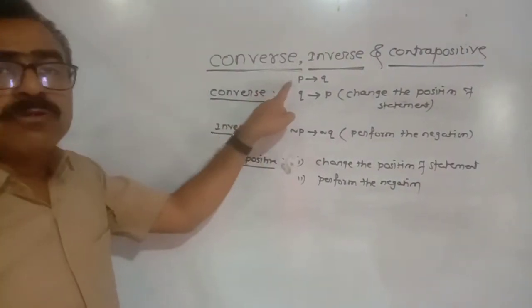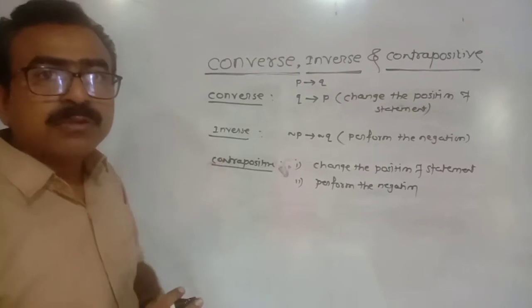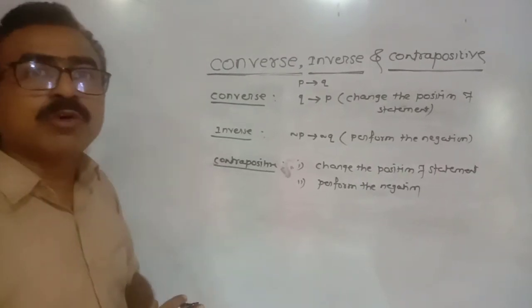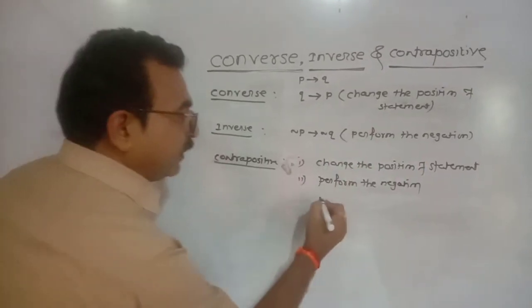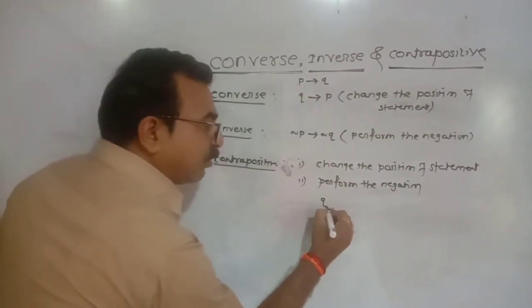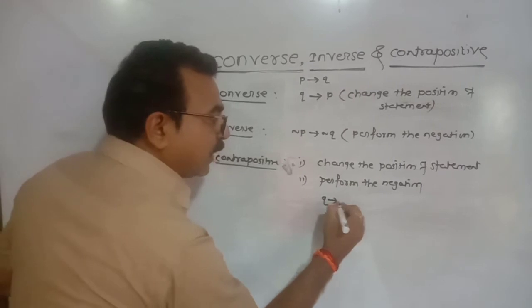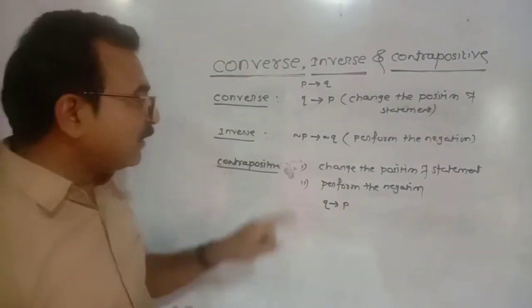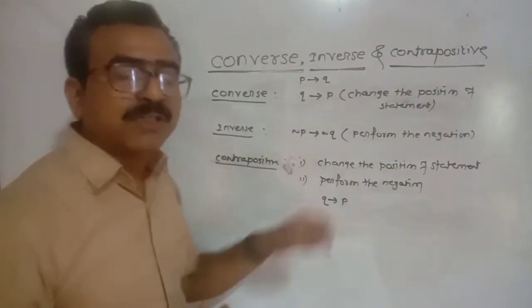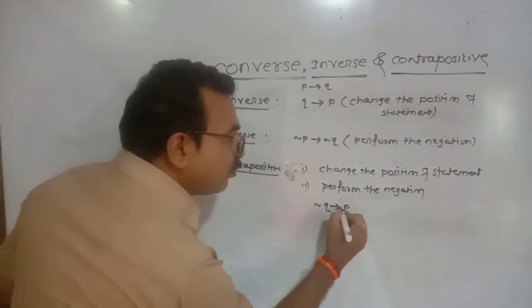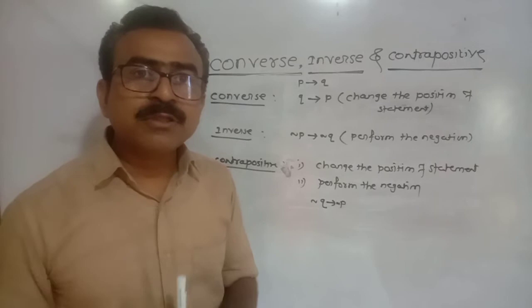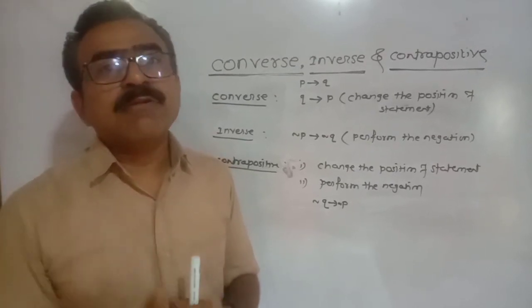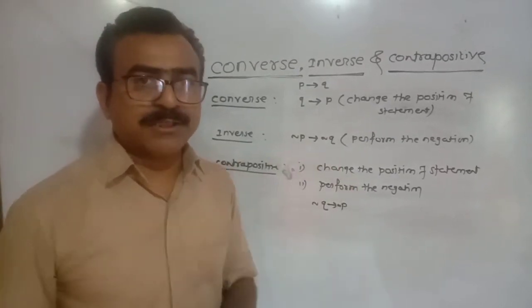Means if you are given P conditional Q, then while finding the contrapositive of that statement, you have to change the position of statements. Means in place of P, write down Q, and in place of Q, write down P. And second, perform the negation. Means negation Q conditional negation P. Understood? Now let us take one example for better clarity.